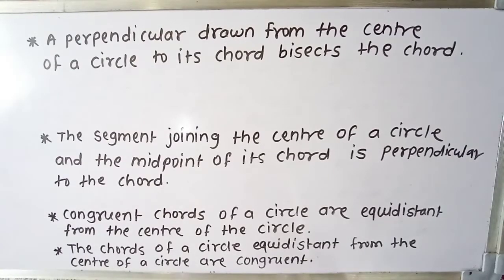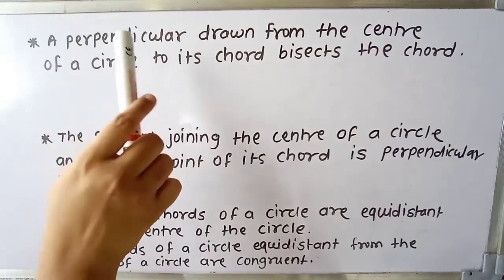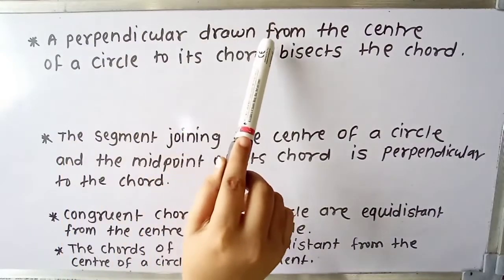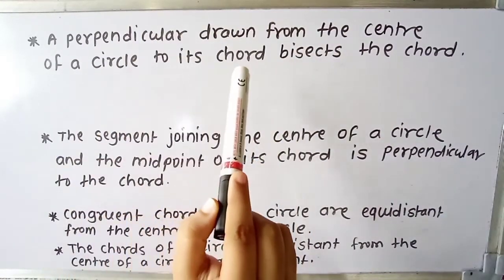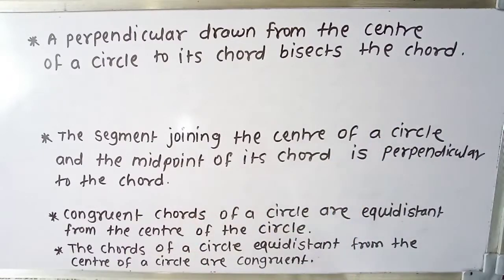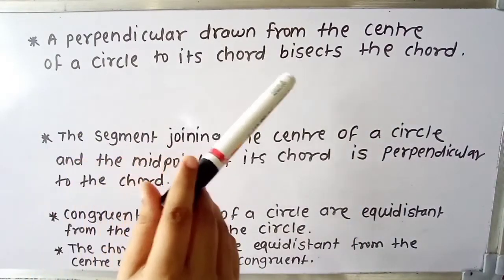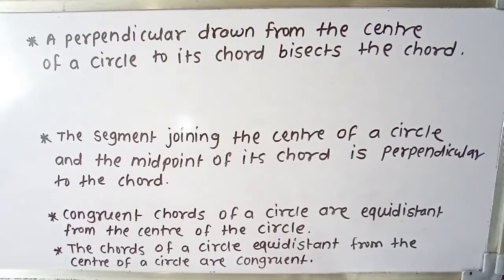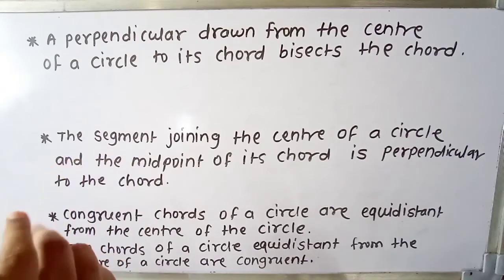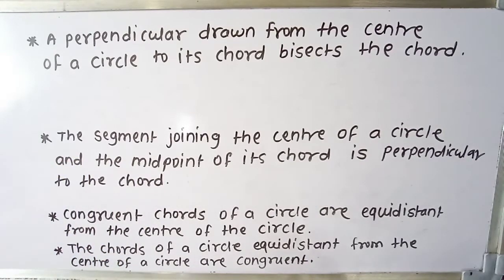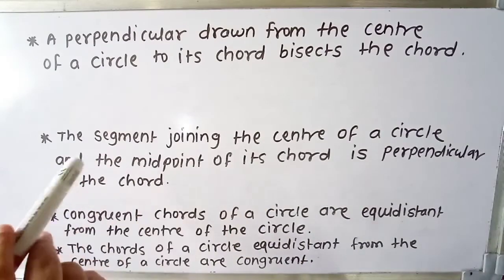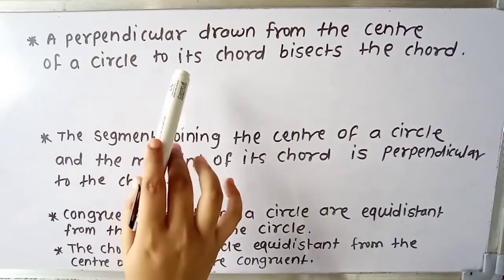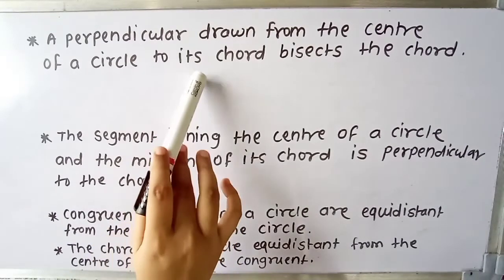Students, these are some theorems which you have already studied in 9th standard. So just remember, a perpendicular drawn from the center of a circle to its chord bisects the chord. You have already studied this theorem in 9th class. Yes or no? The second one is, the segment joining the center of a circle and the midpoint of its chord is perpendicular to the chord. This statement is the converse of this.